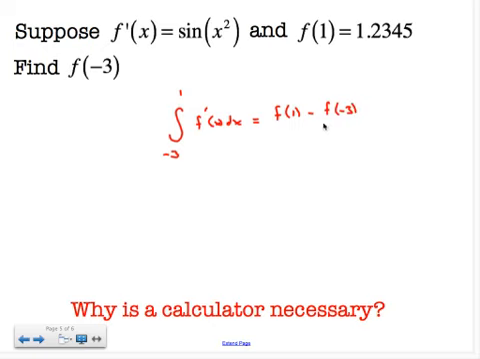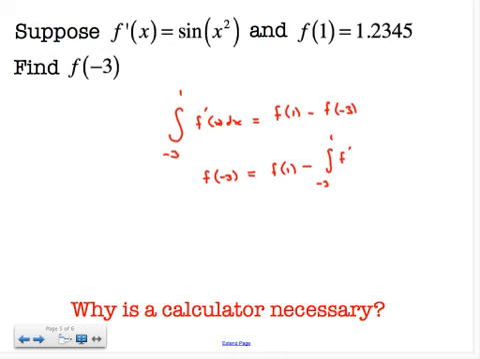All right, my goal is to solve for f of negative 3. So I'm going to add that to both sides, and then I'm going to subtract the integral from both sides so that I have f of negative 3 as a positive quantity isolated on the right side. So f of negative 3 is going to be equal to f of 1, which again is given to me, minus this integral from negative 3 to 1 of f prime of x dx.